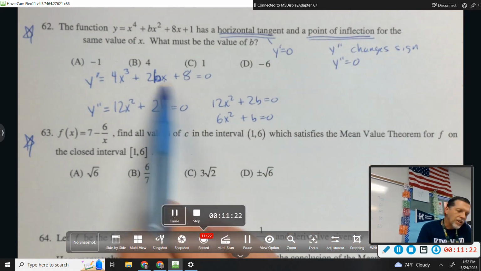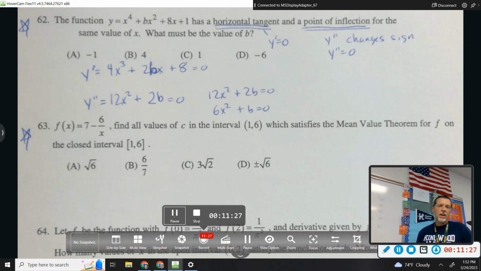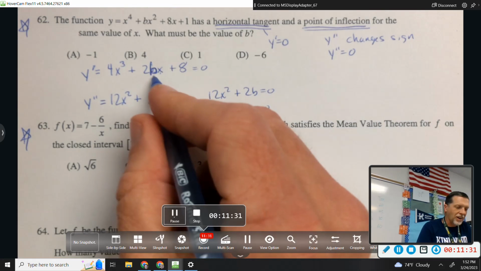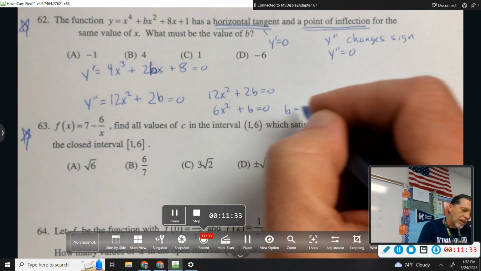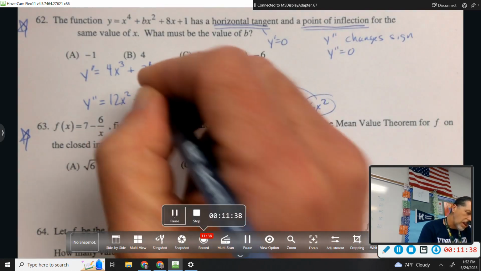So I've got two equations. I've got some serious algebra going on here. Does this one deserve the stamp? It does. I think I'm just going to solve for b and plug it in there. I think that's going to be the easiest. B is negative 6x squared. And then I'll plug it into the other one.